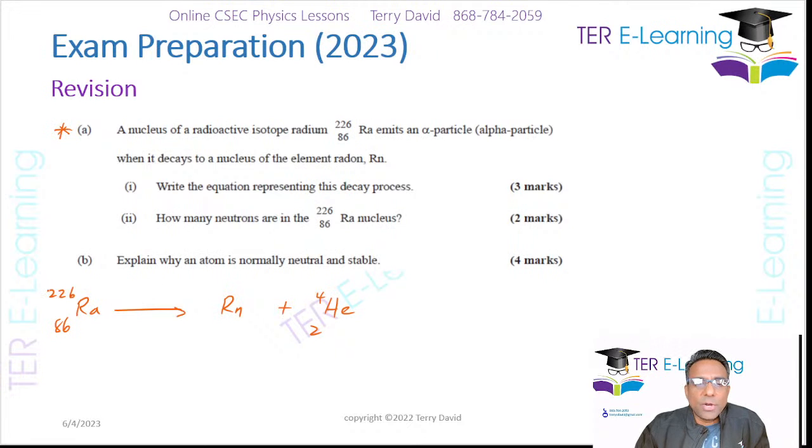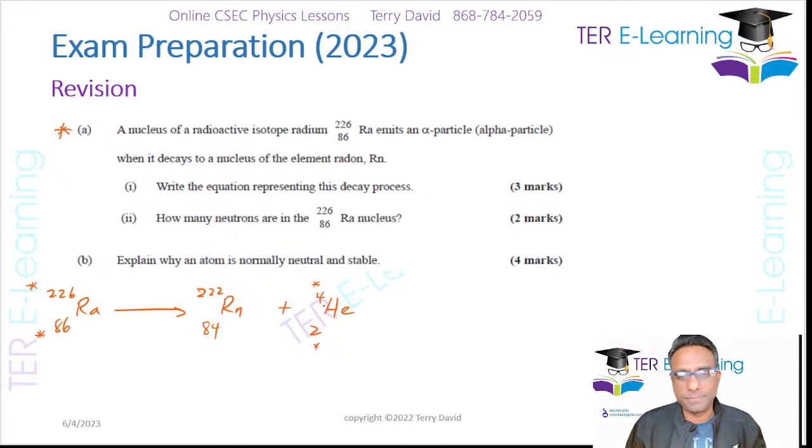Right, so radon now. When you have a question like this, you have to balance your mass numbers. So we have 226 on the left. You have 4 here. Therefore, to make this balance, you need 222. So that's the mass number for radon. Then we need to look at the atomic number on the left-hand side, which is 86. You already have 2 here, so this is going to be 84. So we're getting 3 marks just for writing that equation.